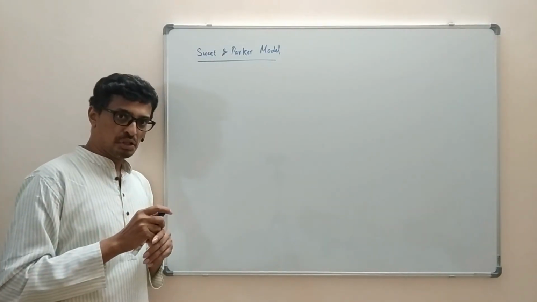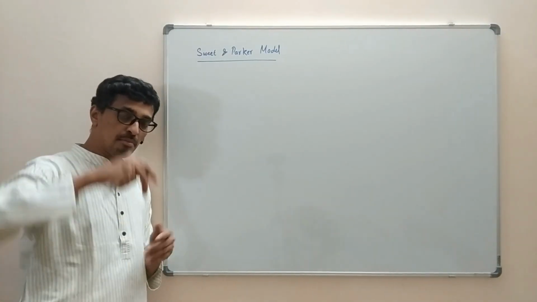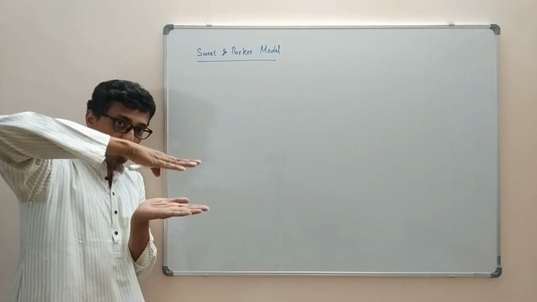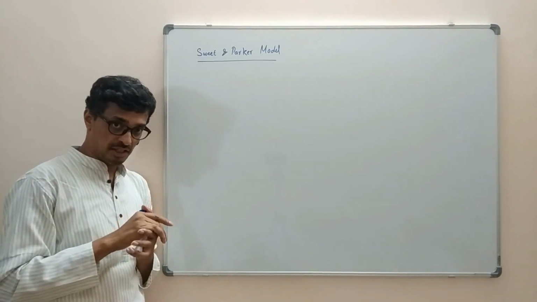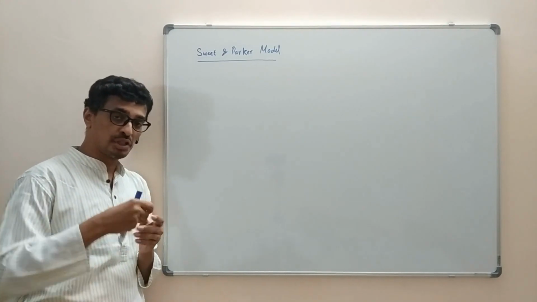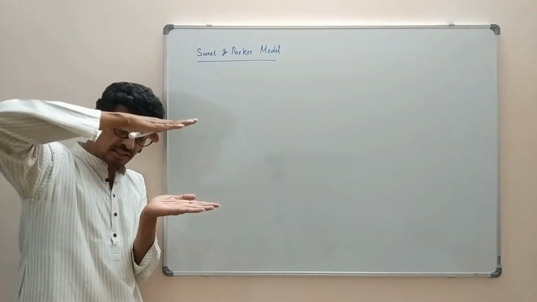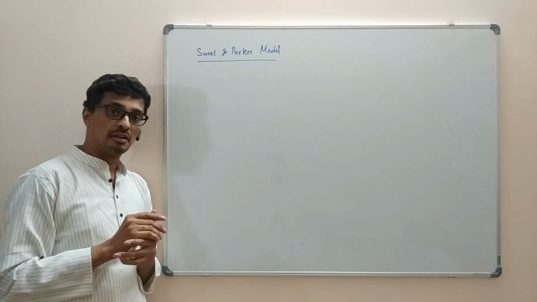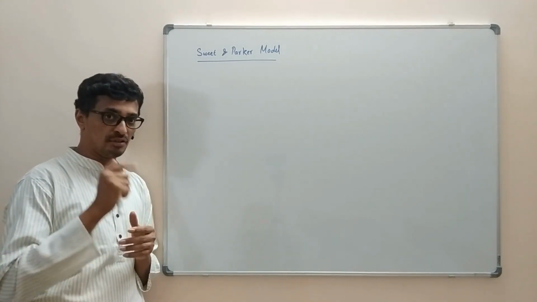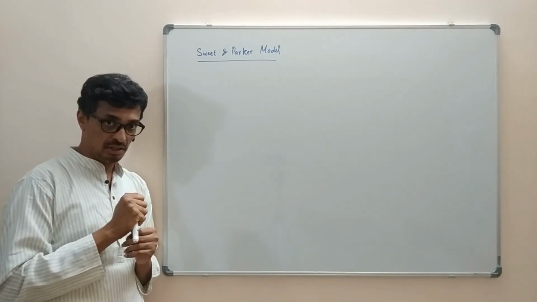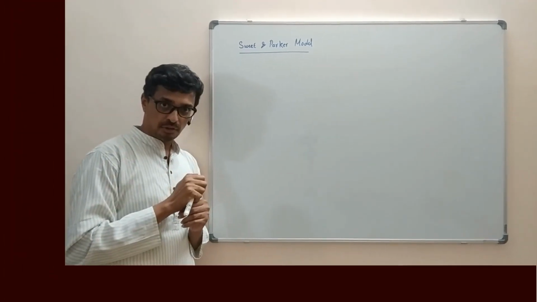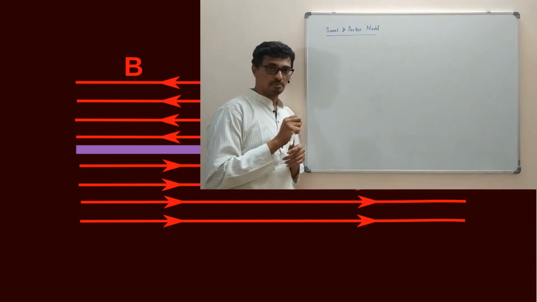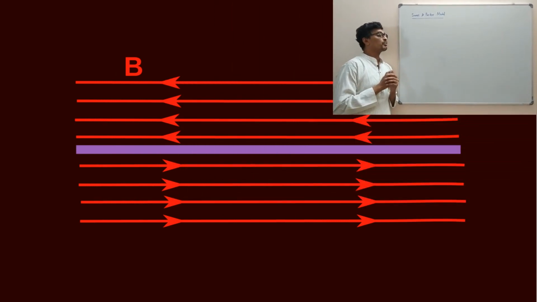Sweet and Parker showed that the velocity at which the magnetic fields are convected into the reconnecting region is much faster, so that the time scale associated with this velocity is much shorter than the time scales we estimated in our earlier lecture using the diffusion time scale. So now let us have a careful look at how this Sweet and Parker model works.